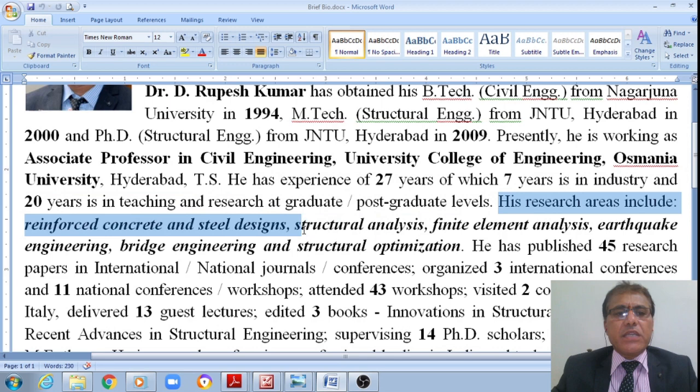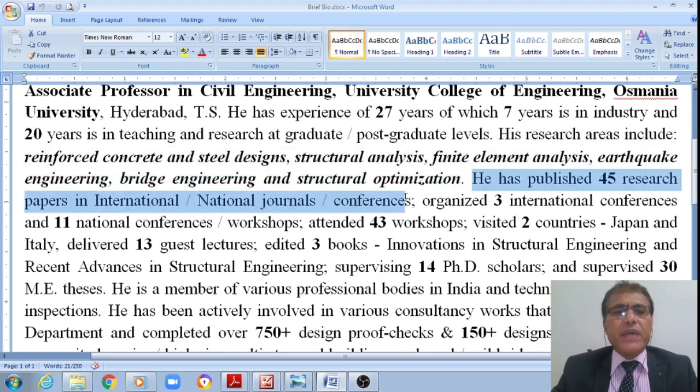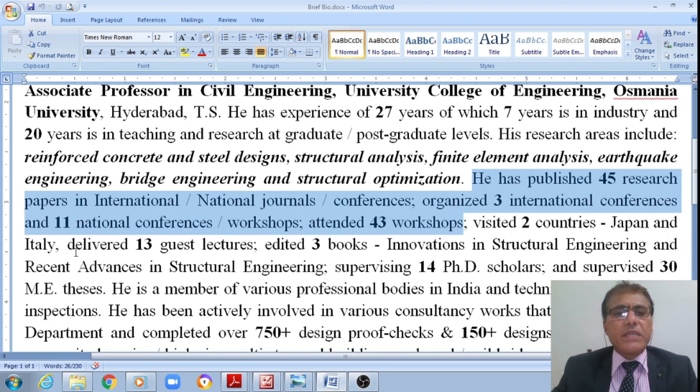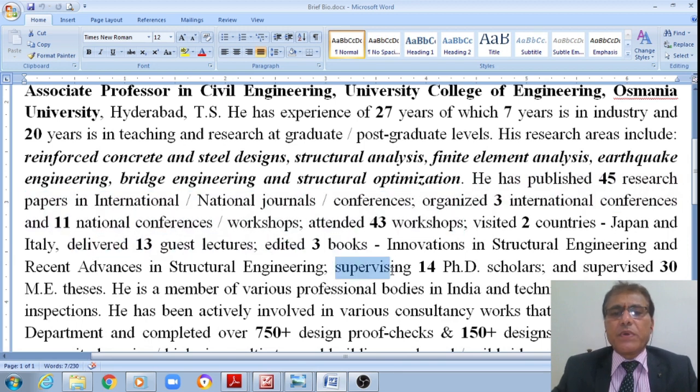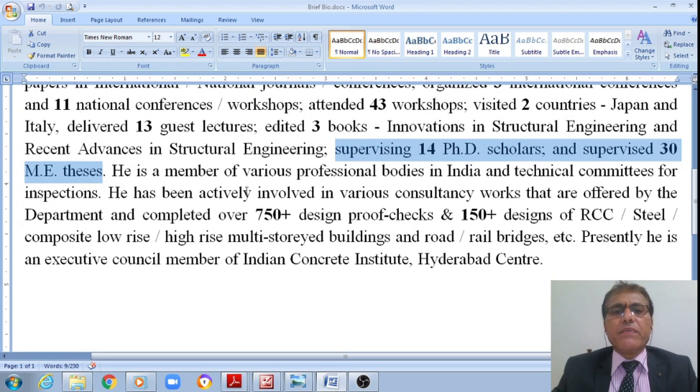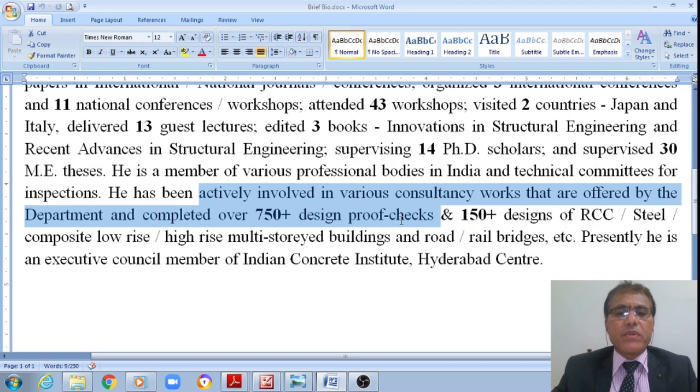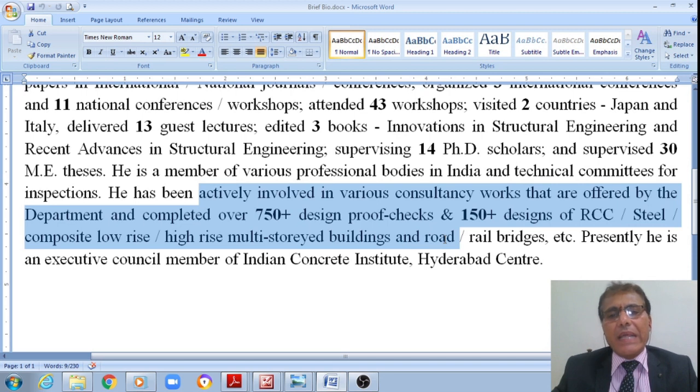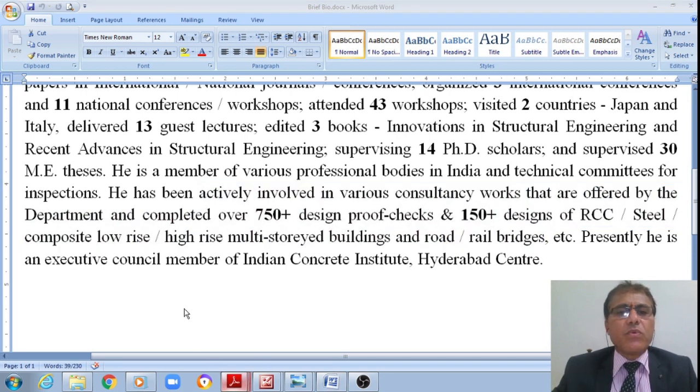My research areas include reinforced cement concrete designs, steel designs, structural analysis, finite element analysis, earthquake engineering, bridge engineering, and structural optimization. I have published 45 research papers in international and national journals and conferences, organized 3 national and international conferences and 11 national conferences and workshops, attended 43 workshops, visited 2 countries, delivered 13 guest lectures, edited 3 books, and am supervising 14 PhD scholars and supervised 30 ME scholars. I am actively involved in consultancy works offered by the department and completed over 750 design proof checks and 150 designs of RCC, steel, composite, low-rise, high-rise, multi-storied buildings and road and rail bridges. Once we examine this brief profile, students, let us move quickly to the topic.